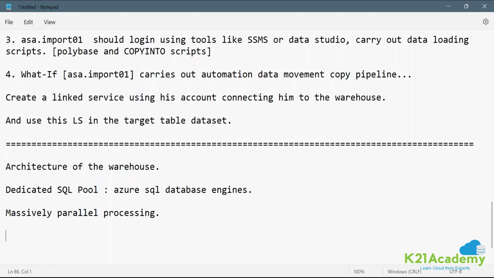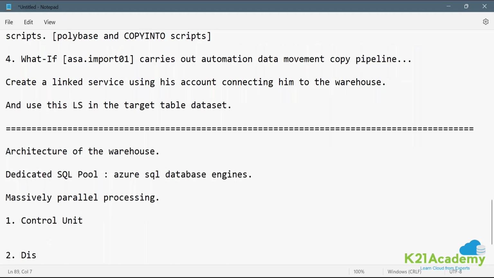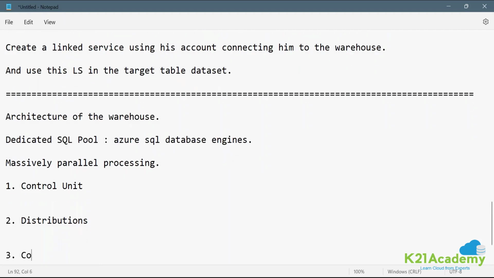It has basically three units. First, the control unit; second, distributions; and third, compute node units, compute nodes or compute pool. Now the control unit, or the control node, whatever you want to say, is essentially the context manager of your query. Context manager of the query, right?